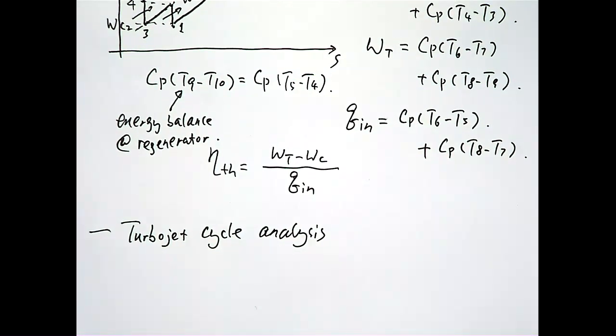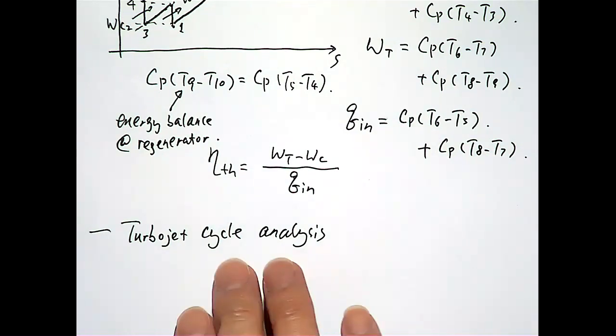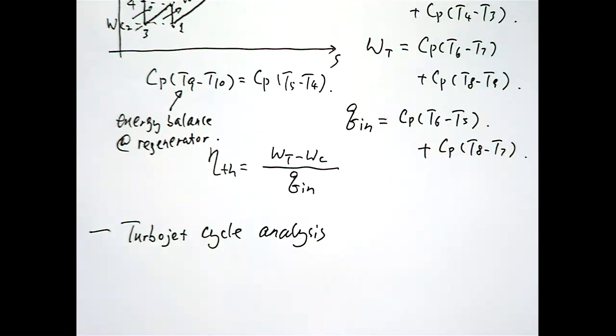So this part we call turbojet cycle analysis, and that's based on an ideal cycle called a turbojet cycle. This is an important application of the gas turbines, although in reality the actual turbines do not run on a pure turbojet. It's always more like a turbofan. So we are going to discuss it later on. But the turbojet is an ideal case.